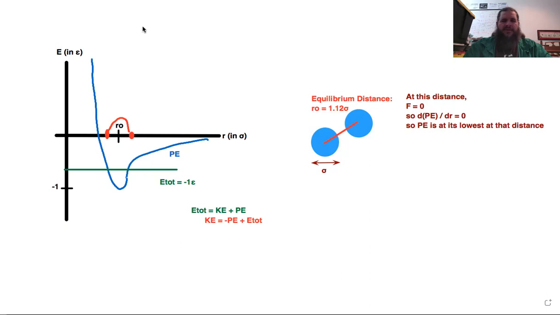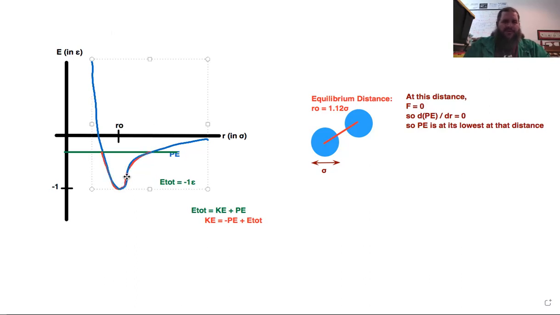Yeah, we could increase total energy. So if we were to increase E total to, let's say, this level, then that's going to change R min and R max. And our new kinetic energy graph is now going to look like a reflection of this portion of the potential energy curve.